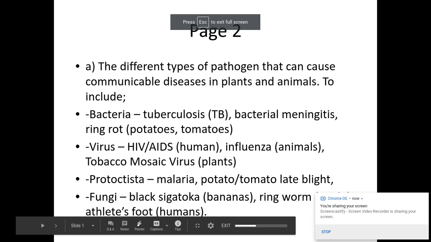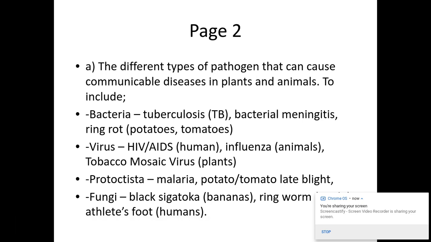Hello biologists, we are going to be looking at communicable diseases. This is from OCR Specification A for A-Level Biology. We're going to be looking at points A and B from the first bit of communicable diseases.